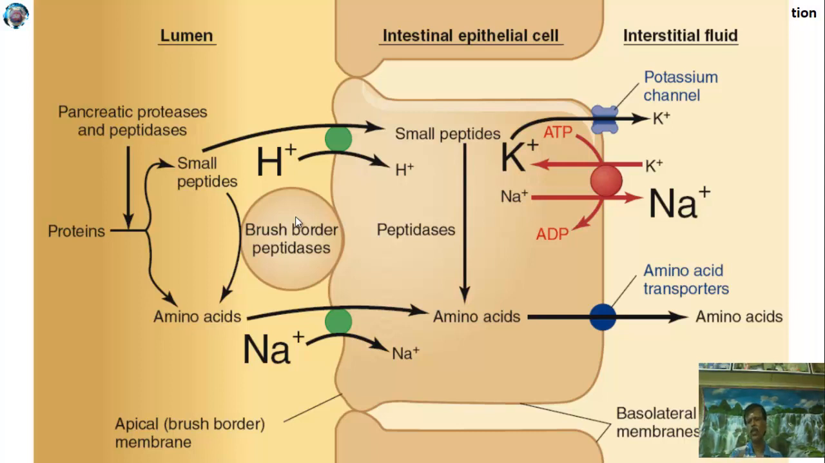And then the sodium ion which comes to the intestinal cell is again transported to the interstitial fluid through the sodium potassium ATPase transporter. Again, the potassium ion which comes to the intestinal epithelial cell is transported back to the interstitial fluid through this potassium channel. So this is how the amino acids which are digested in the intestinal lumen get absorbed.